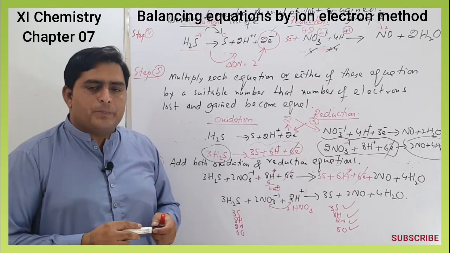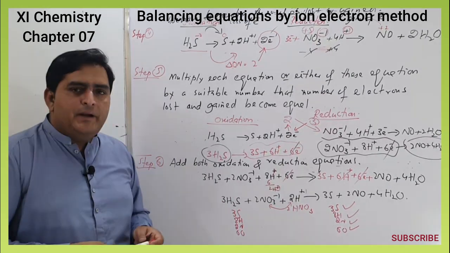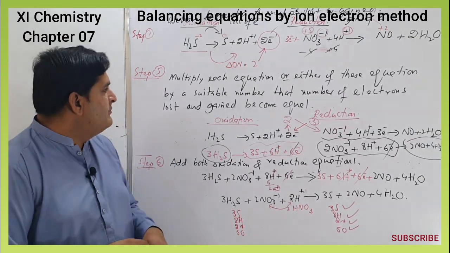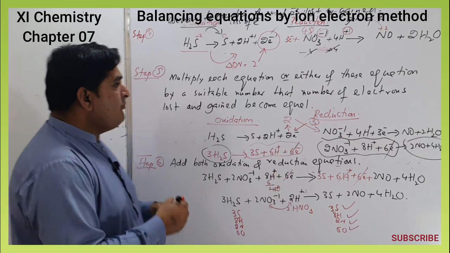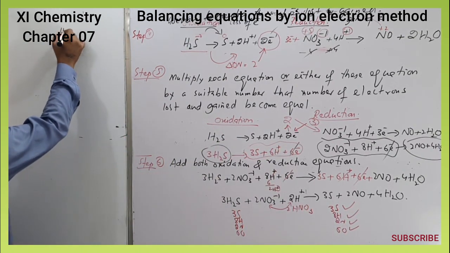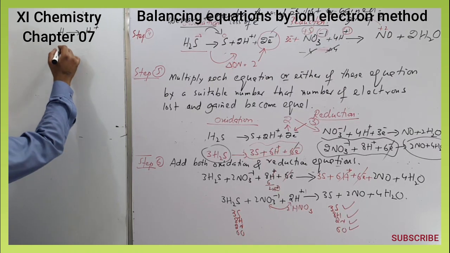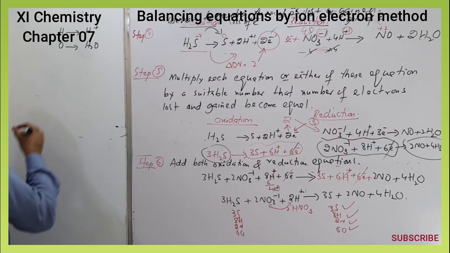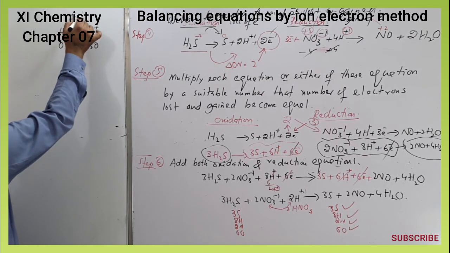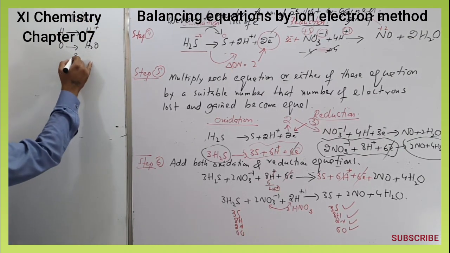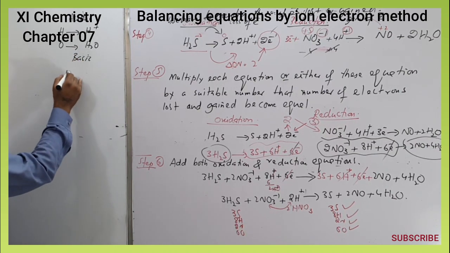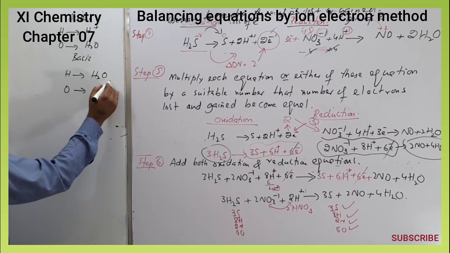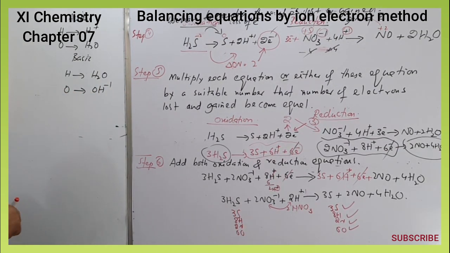We used the acidic medium. Now we will use basic medium. The only difference between acidic and basic medium is that in acidic medium, for hydrogen we use hydrogen ion, and for the deficiency of oxygen we use water. In basic medium, for hydrogen we add water, and for oxygen we add hydroxide ion. This is the change in both.